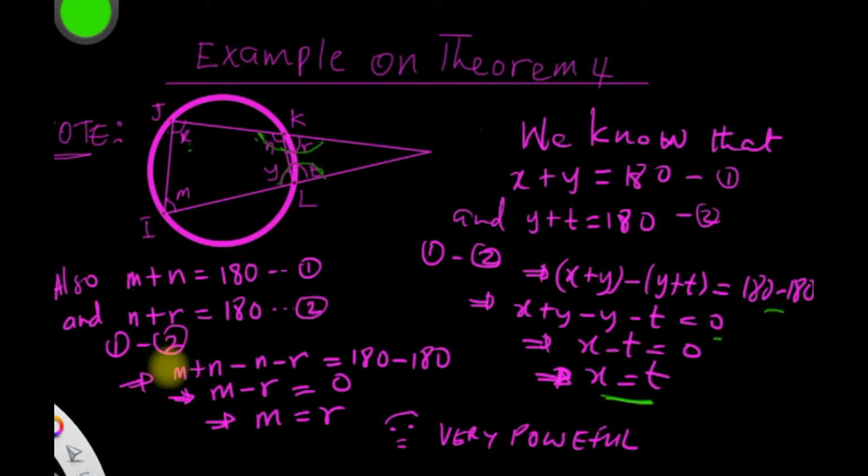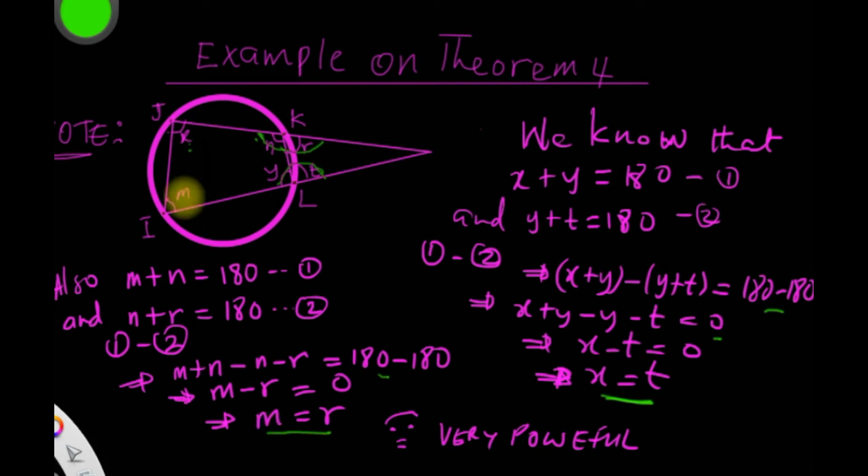In this way, we also subtract equation 2 from equation 1. So we get m plus n minus n plus r, so minus n minus r, is equal to 180 minus 180, which is 0. So n minus n will be 0. So we get m minus r is equal to 0. And then r will go to that side, and we have m is equal to r.